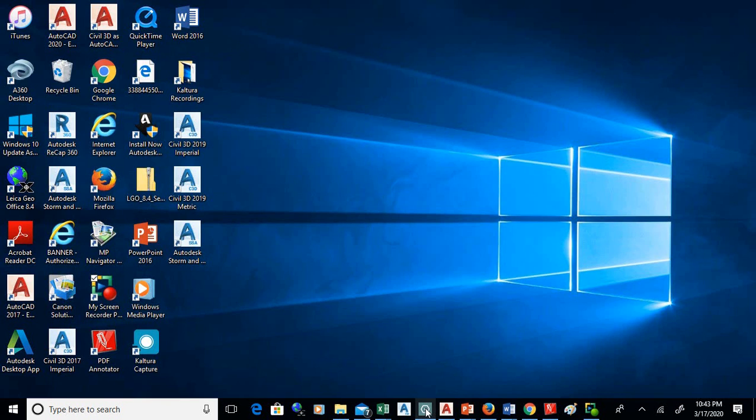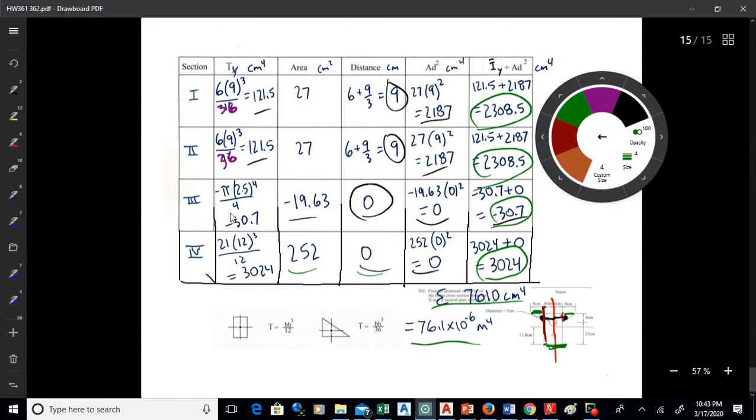Now, the other thing I want to cover here is the three-dimensional stuff. Now, this is at the end of your packet. There should be this page there. If I'm not mistaken, I think I've also got it uploaded in Moodle.